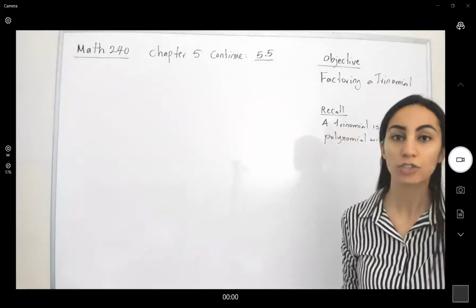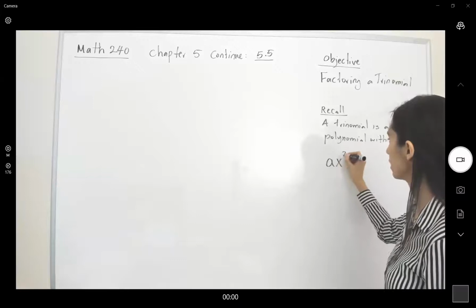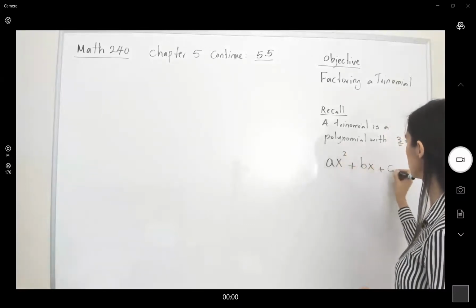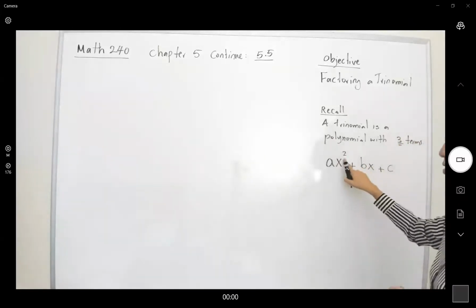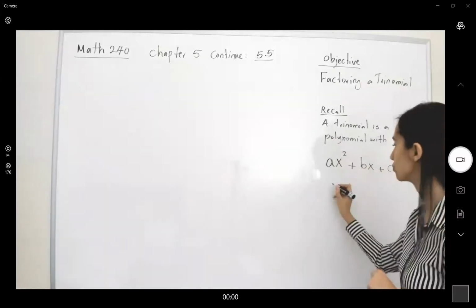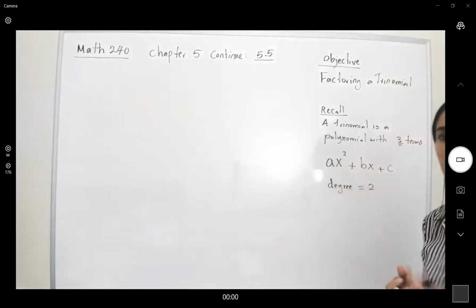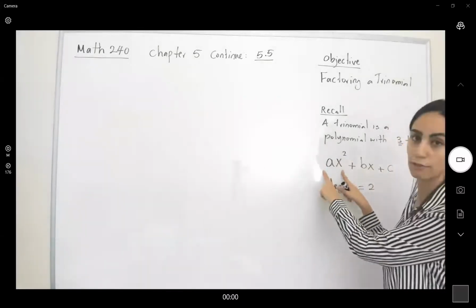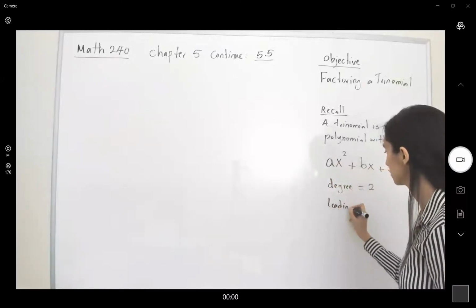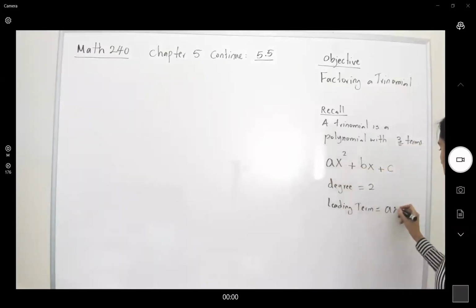In general, we can write a trinomial this way: ax squared plus bx plus c. Note that here you have exponent 2, so the degree of this trinomial is equal to 2. The leading term, remember, the term with the highest exponent, is our leading term. The leading term is equal to ax squared.